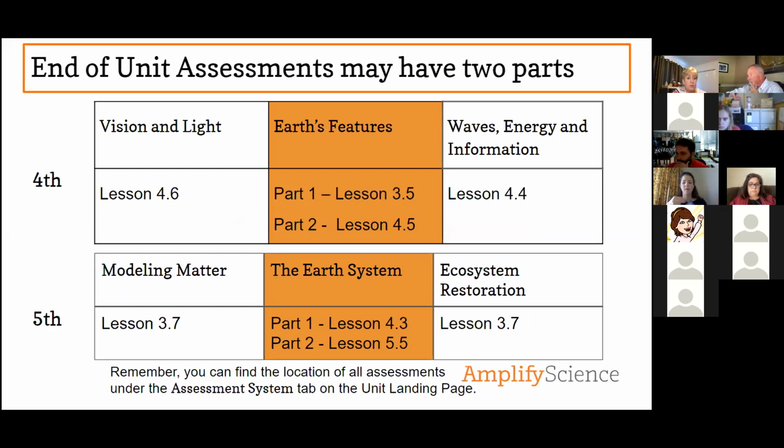The same thing is true with fifth grade. When you get to your Earth systems unit, you have a two-part assessment there as well. Part of it's in chapter 4 and part of it in chapter 5. But just remember, anytime you're trying to find any kind of assessment, the formative assessments, the critical juncture assessments that are also formative, those are all listed in that table in the assessment system document.